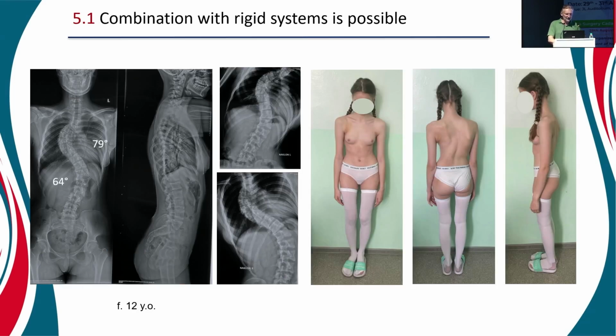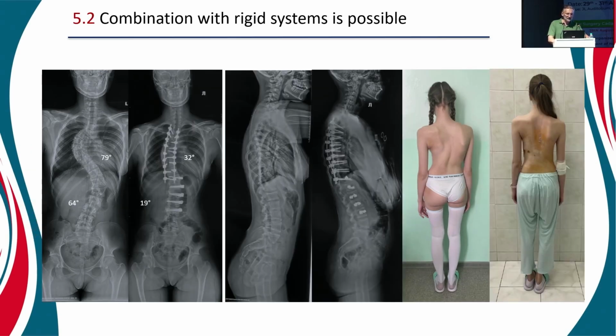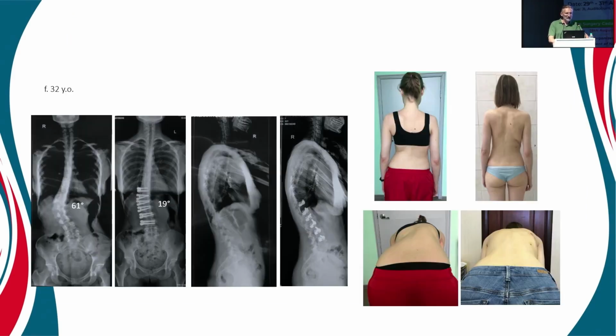It is possible. Patients with rigid 79-degree thoracic and 64 in lumbar spine. We have done rigid correction in thoracic and dynamic in lumbar spine with good cosmesis and functional results.